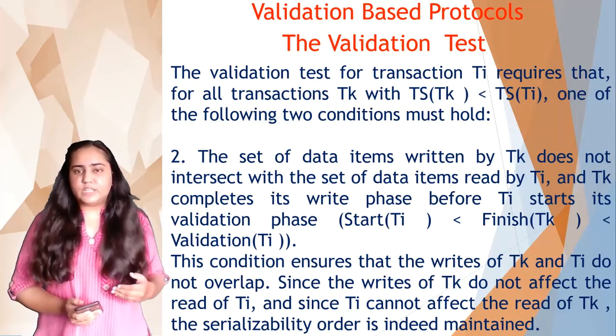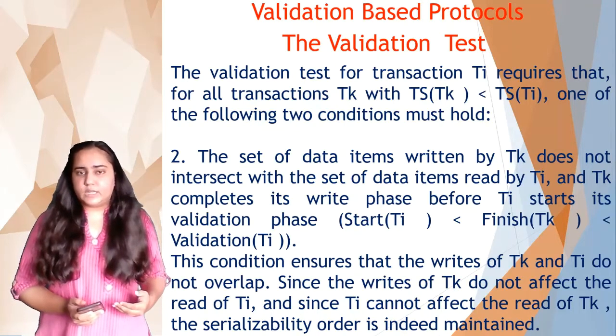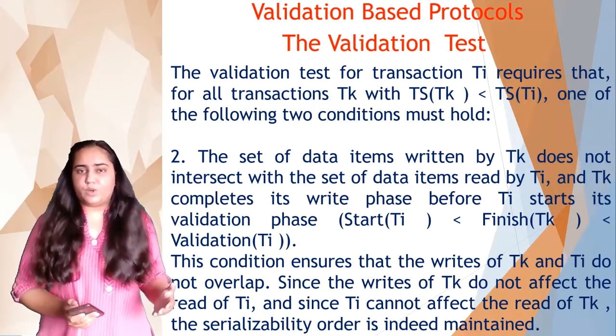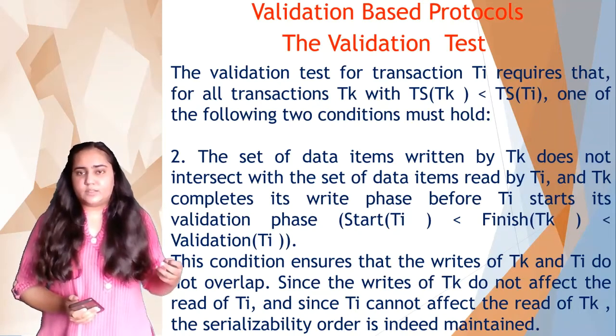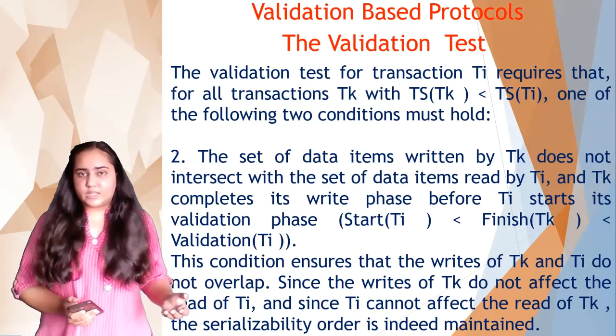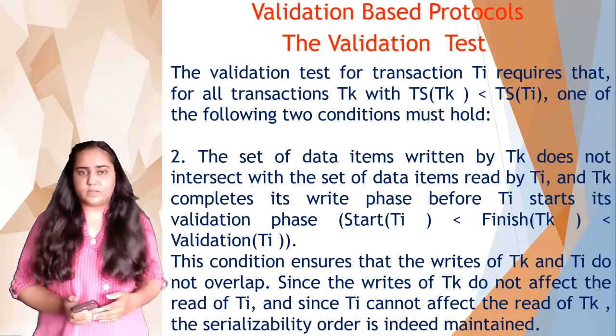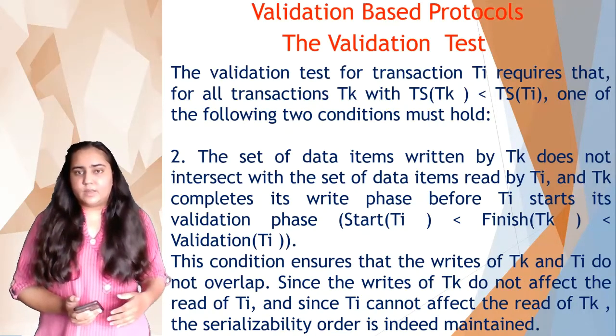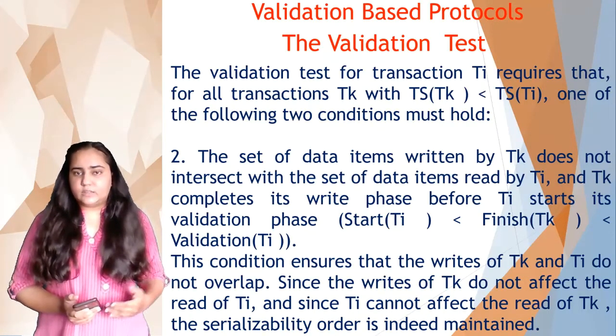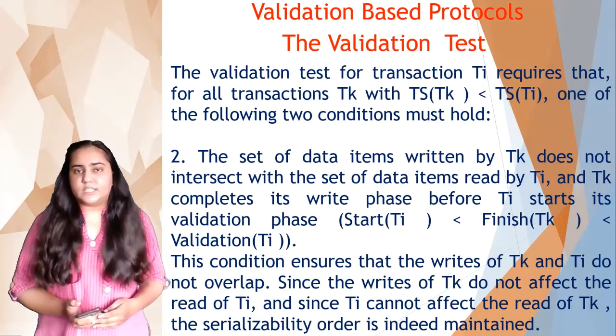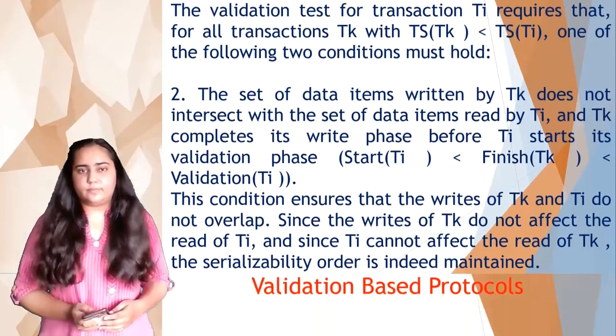Since the writes of Tk do not affect the read of Ti, and since Ti cannot affect the read of Tk, this is because both of them are working on different data items. The data items that Tk is writing are not the data items that Ti is reading, so they can perform that simultaneously. And since Ti cannot affect the read of Tk, the serializability order is again maintained.